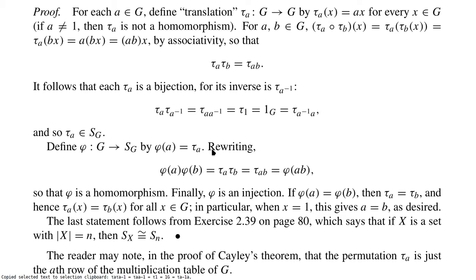So if it's injective, let's see. We have to check that for any two elements A and B, if phi of A is equal to phi of B, then tau of A has to be equal to tau of B. So the translation of those two elements has to be equal, right?